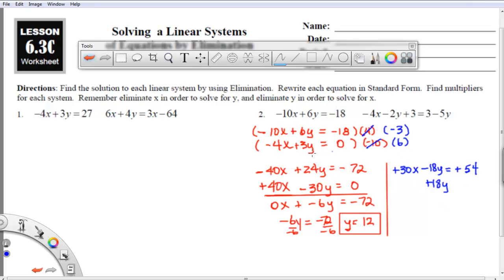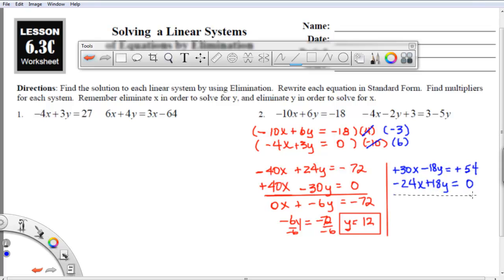Okay, now let's do the 6. 6 times, positive 6 times a negative 4 is a negative 24x. And then 6 times 3 is 18 like we want. And then 6 times 0 is 0.